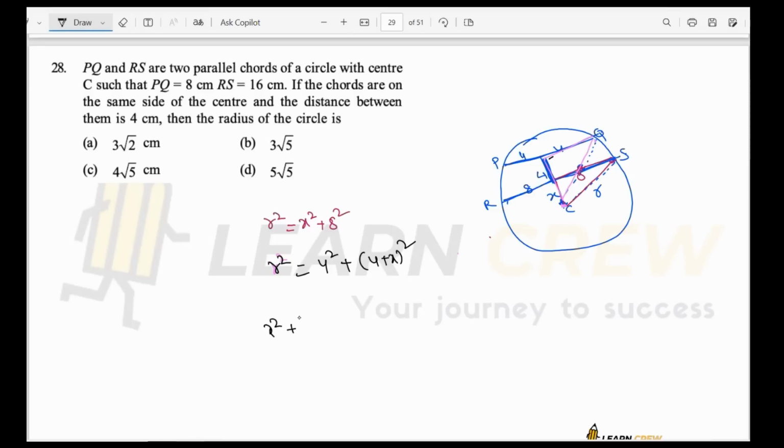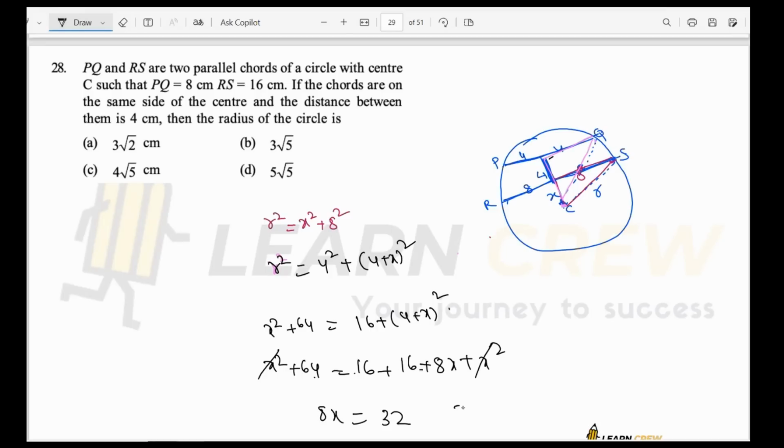X square plus 64 is equal to 16 plus 4 plus X whole square. Get the value of X. So X square plus 64 is equal to 16 plus 4 square plus 8X plus X square. X square minus X square is 0. Now 8X is equal to 64 minus 32, 32. So X is equal to 4. You got the value of X.